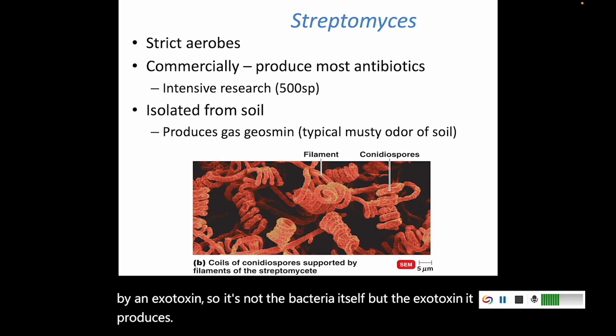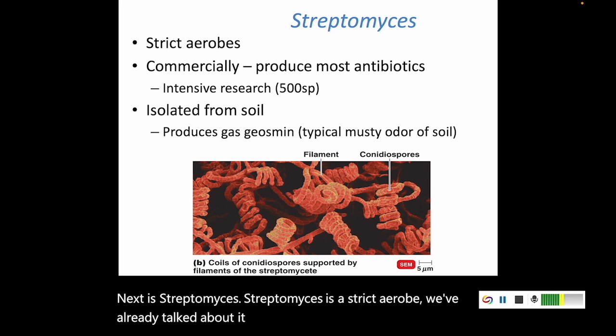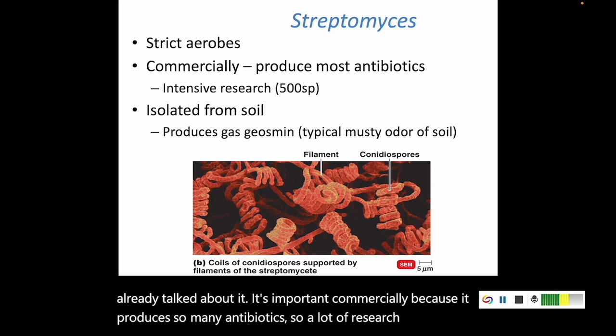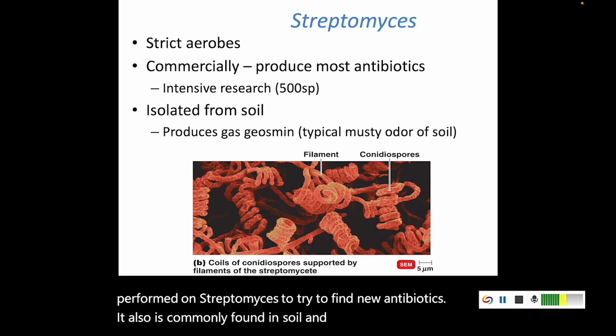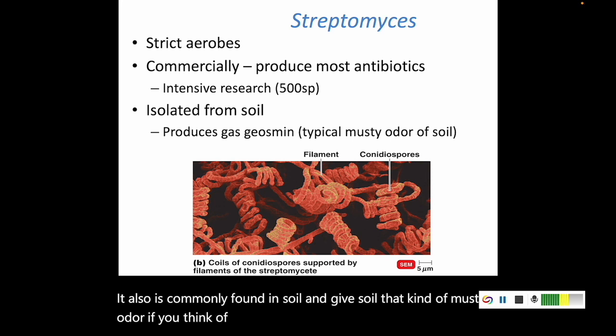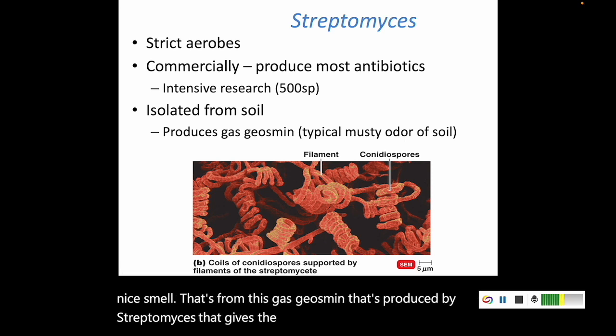Next is Streptomyces. Streptomyces is a strict aerobe. We've already talked about it. It's important commercially because it produces so many antibiotics. So a lot of research has been performed on Streptomyces to try to find new antibiotics. It also is commonly found in soil and gives soil that kind of musty odor. If you think of opening a bag of potting soil, it's got a nice smell. That's from this gas geosmin that's produced by Streptomyces that gives the soil that odor.